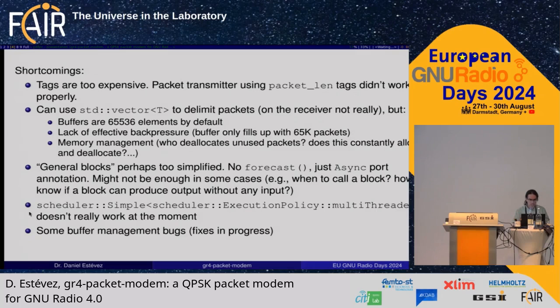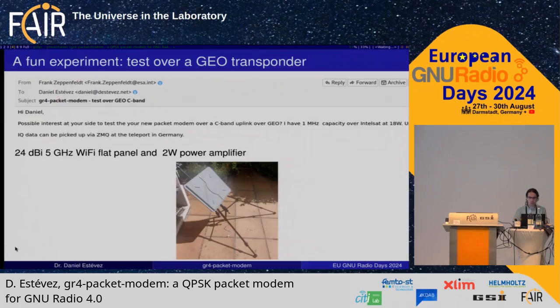Also, something else, there is the single-threaded scheduler. There's the multi-threaded scheduler. The demo you saw before is single-threaded scheduler, and the reason for that is the multi-threaded scheduler crashes with most of the flow graphs I've written, and I don't know why. It's basically some tag that should have arrived doesn't, so the block crashes. And then there are some buffer management bugs, and you saw one of those in action.